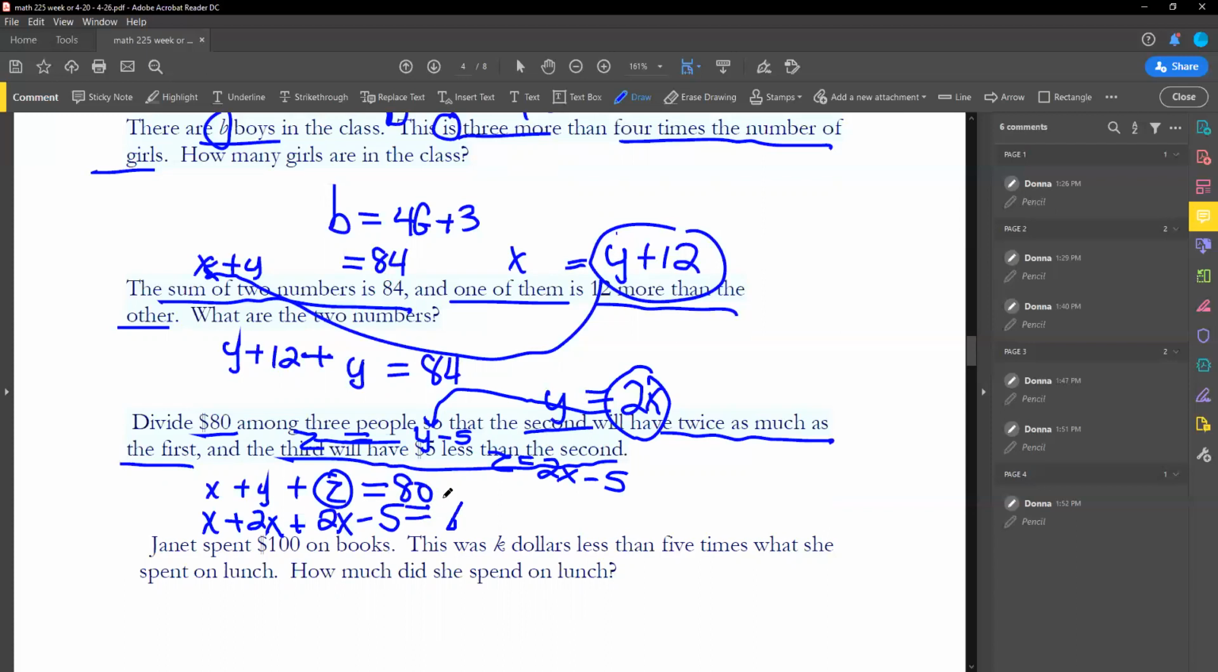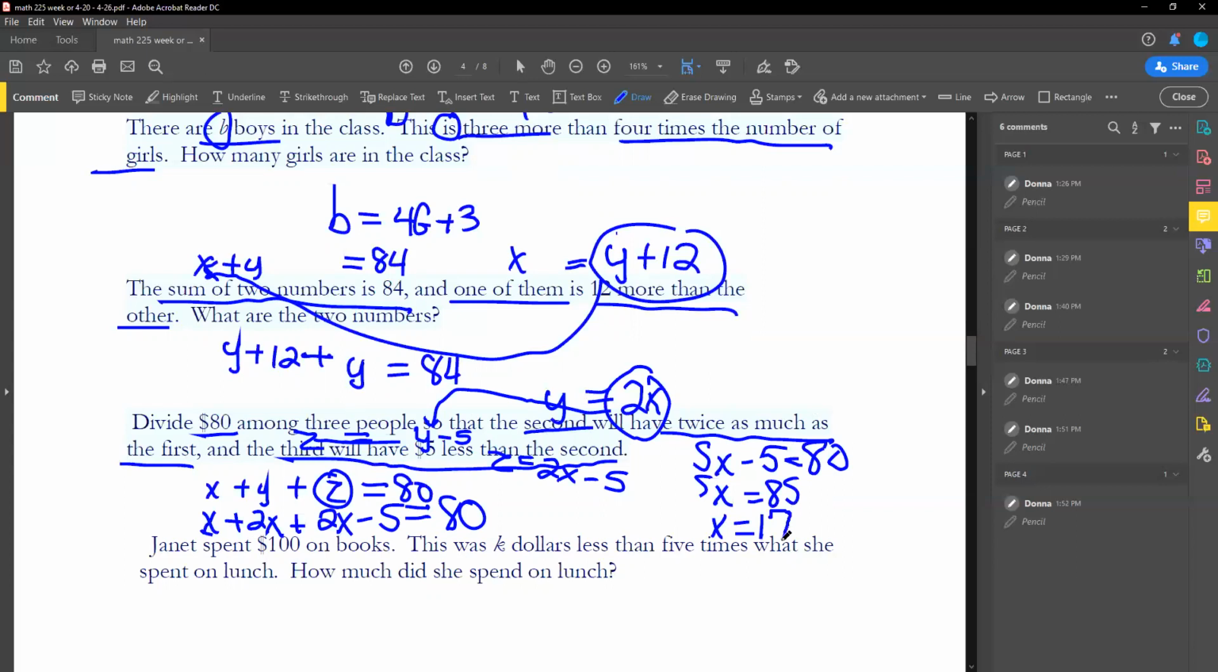So now I can solve this for Z, and that'll tell me how much the first person had. In fact, we'll go ahead and do it. So if I add up all my x's, I'm going to do that over here. I get 5x minus 5 equals 80. So 5x equals 85. Divide 85 by 5. I'm going to use my calculator on that. I get 17. So I know that x has 17 bucks.